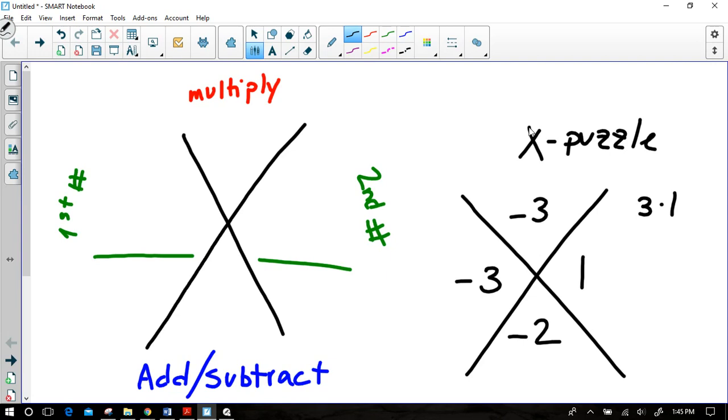All right, so I got 3 times 1 is the only way to get to 3, and then you got to decide where the negative goes. So -3 plus 1 is how I get the -2. All right.